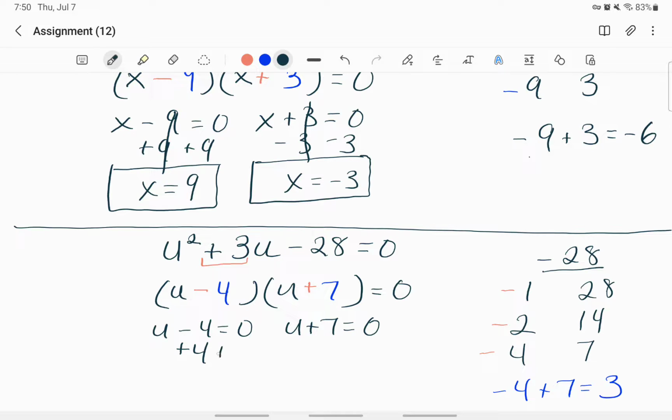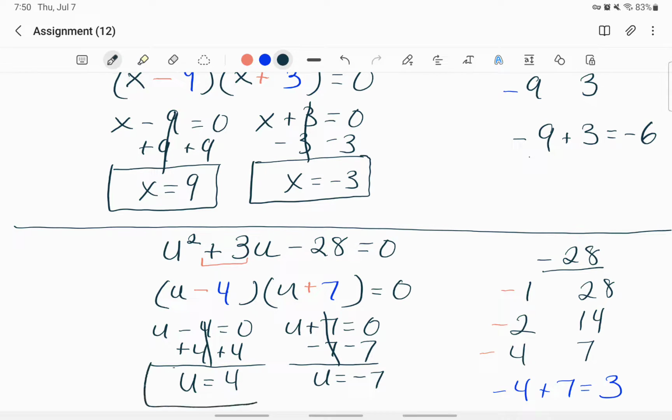Add 4 to both sides. Subtract 7 over here. u equals positive 4. u equals negative 7. There you go.